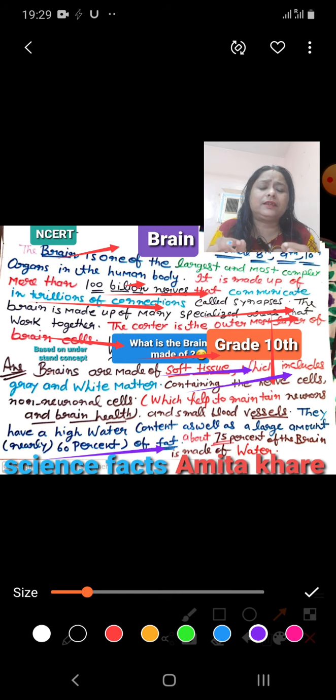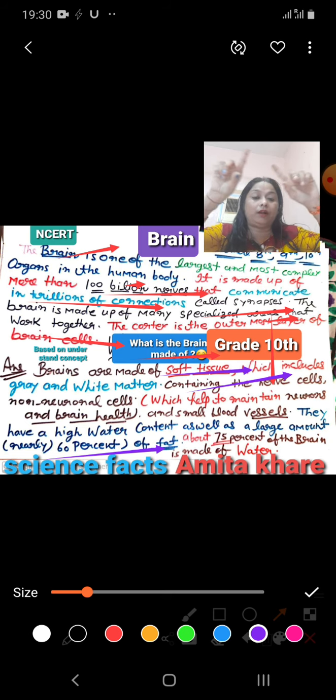The brain is the largest and most complex organ in the human body. How can we define the brain and what is it made up of? You can easily say this: it is made up of more than 100 billion nerves that communicate through trillions of connections called synapses. They work together as specialized nerve cells. The cortex is the outer covering of the brain.